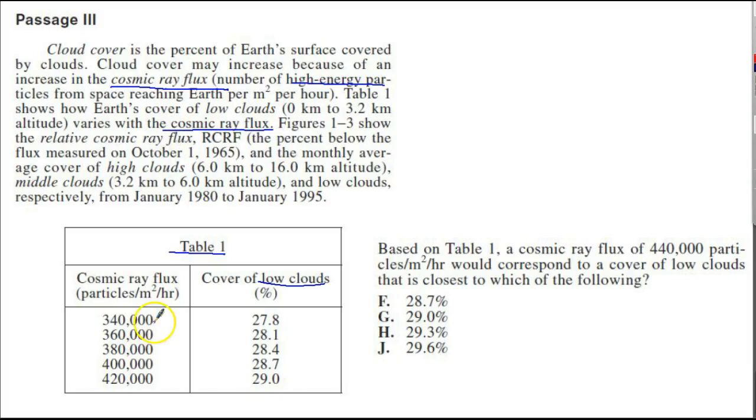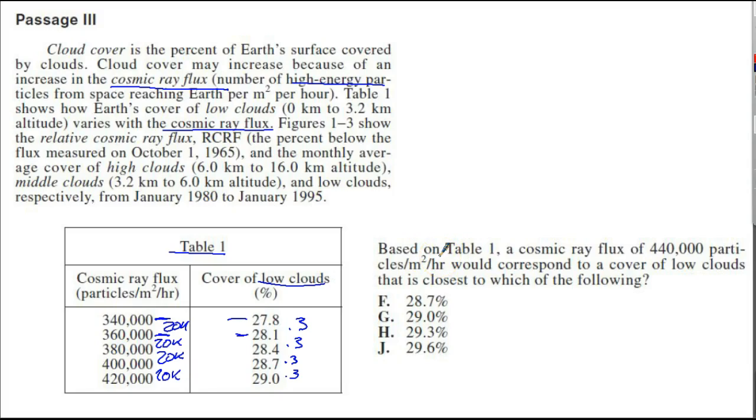So we can see that at this much flux, we got 27.8. At this much flux, we've got 28.1. And what you might notice is that there's a difference of 0.3 between each one of these. 0.3, and then 4 to 7 is 0.3, and then 7 to 10 is 0.3. So there's a change in 0.3 each of these. That's just something to be aware of when you're looking at a chart like this. And so for every 20,000, this is 20K, this is 20K, this is 20K, this is 20K.